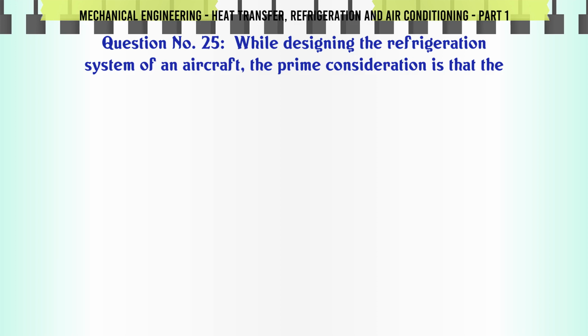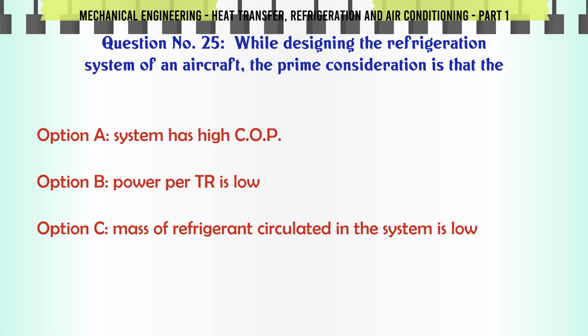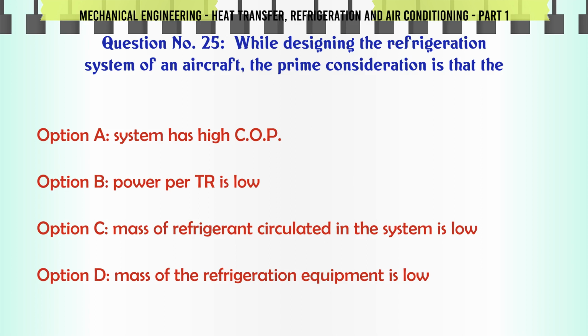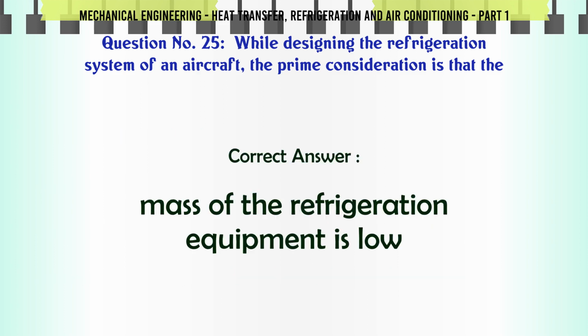While designing the refrigeration system of an aircraft, the prime consideration is that: A. the system has high COP, B. power per TR is low, C. mass of refrigerant circulated in the system is low, D. mass of the refrigeration equipment is low. The correct answer is mass of the refrigeration equipment is low.